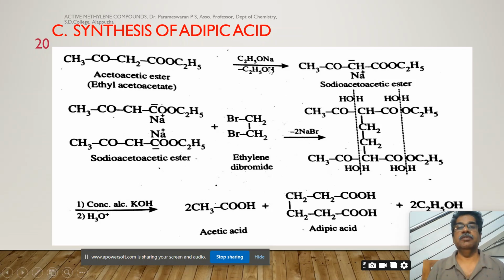First, it is treated with sodium ethoxide, which forms sodium acetoacetic ester. Then take 2 moles of sodium acetoacetic ester. Now we have two CH2 groups in between the active carbon atoms of the active methylene groups. So the compound taken is either ethylene dibromide or ethylene diiodide.